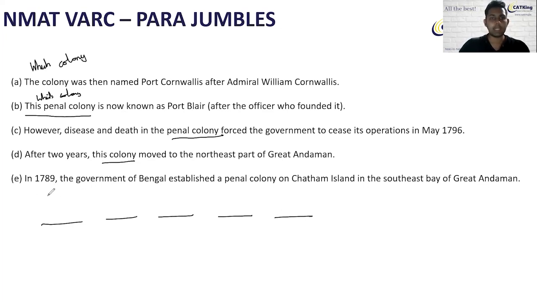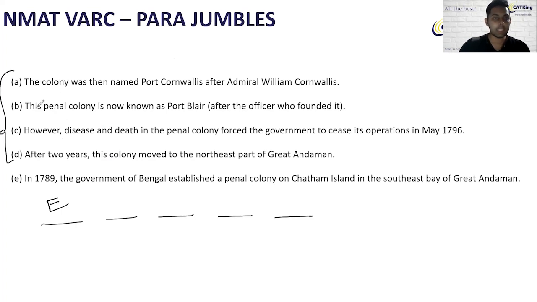In 1789, the governor of Bengal established a penal colony on Chatham Island in Southeast Bay of Great Andaman. Got it? In my first sentence, I have defined which colony. Okay. Now you will wonder what will be the next thing. Now, if you see, after 2 years, okay, where do we have a reference with respect to date? It's in statement E, 1789.